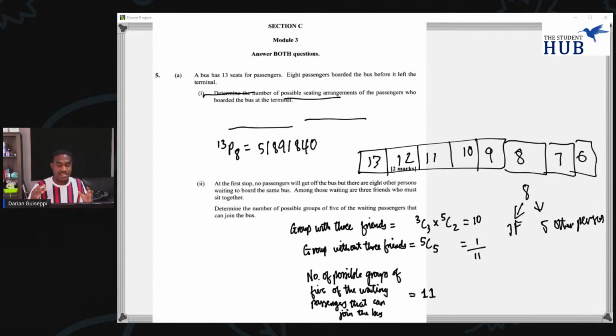Because remember, in the end, I want you all to make sure that you're understanding the story at the end of the day. You had 8 persons on the bus already, 8 on the outside waiting to come onto the bus, but you can't have the entire 8 coming onto the bus, because it only has 5 more spaces. The capacity of the bus is 13 persons. So 11 is the answer.